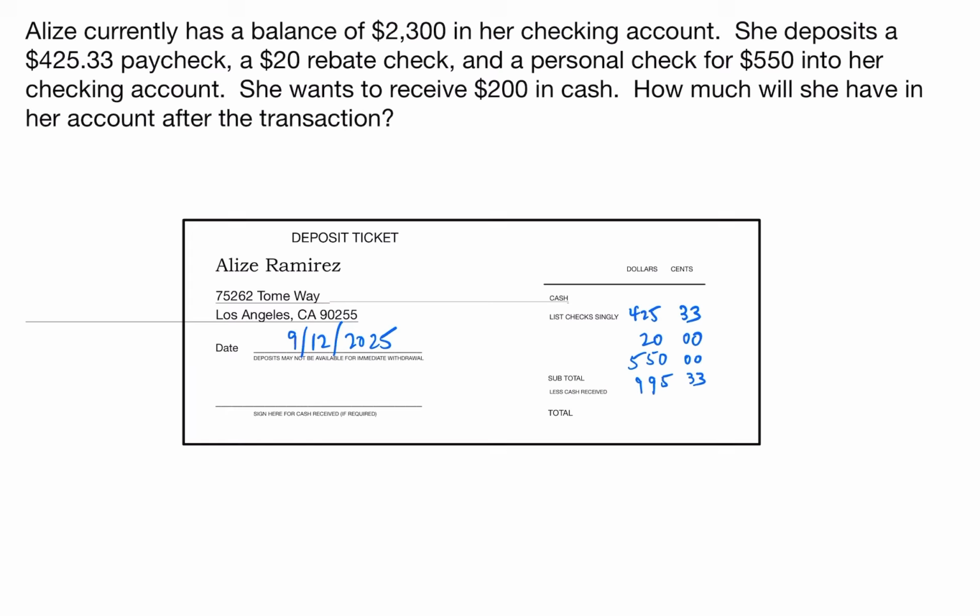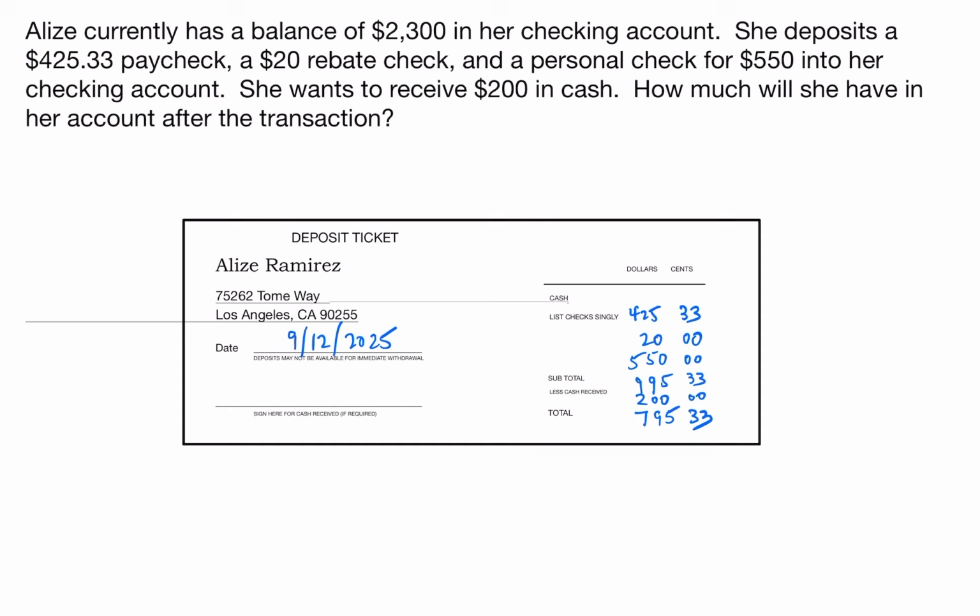And then we're going to subtract cash that we want to withdraw. She wants to receive $200 in cash, so we're going to note that less cash received. So our net deposit will then be $795.33.